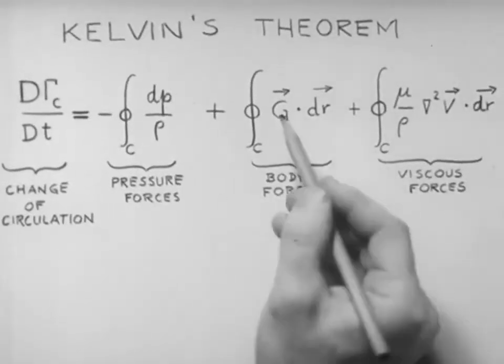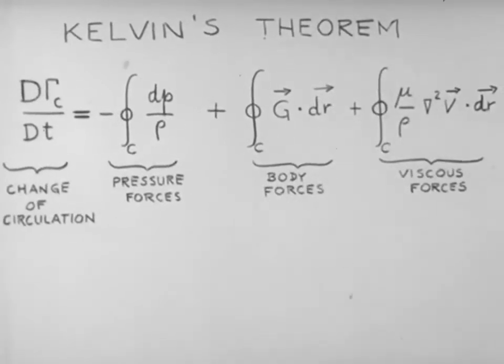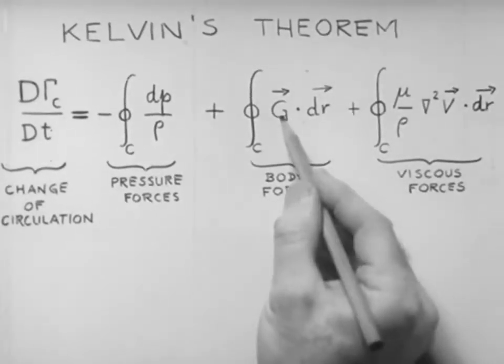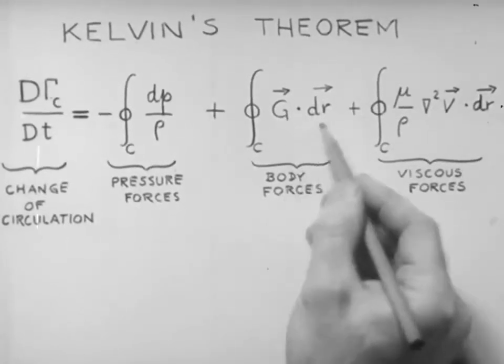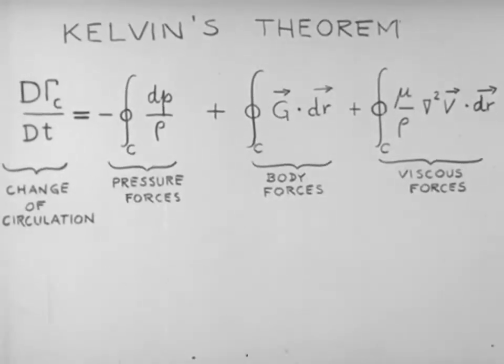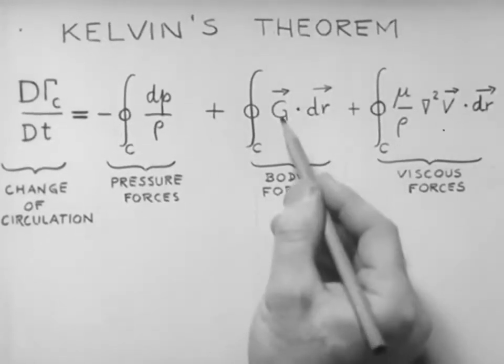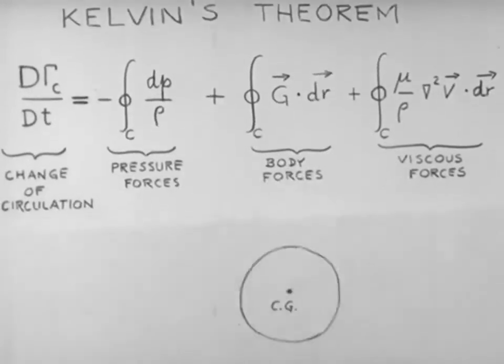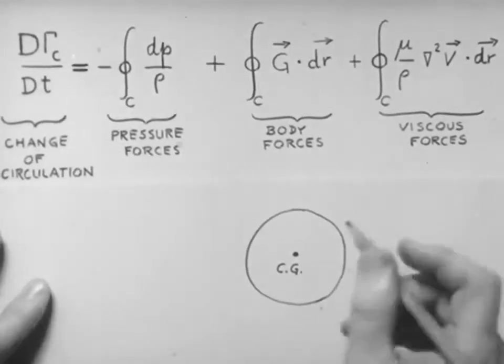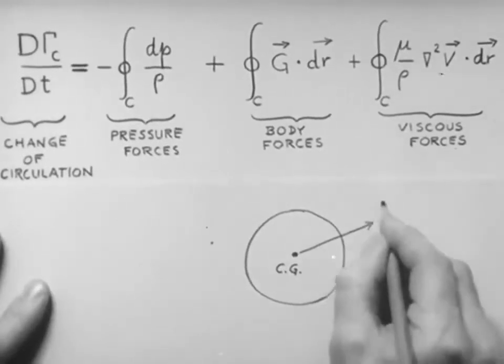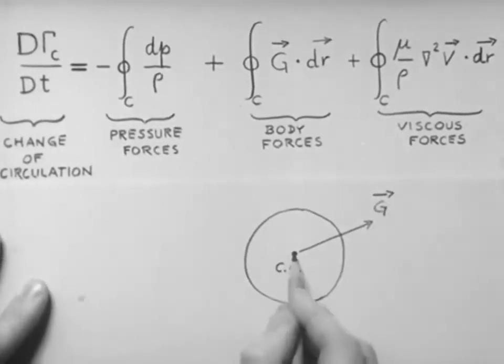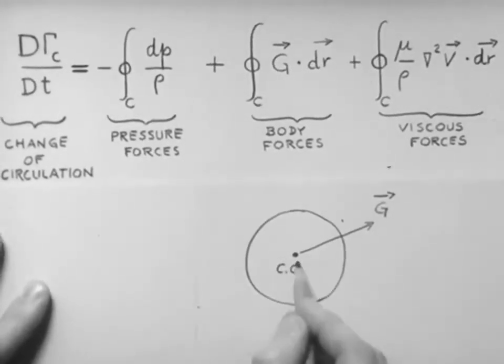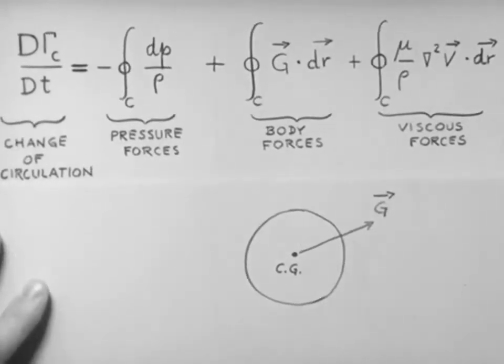Now let's look at the body forces G as a circulation changing factor. If these are irrotational, that is conservative, this term is zero. But for rotational body forces, that is non-conservative forces, this term is generally not zero. Look at this small circular piece of fluid. If the net body force G passes directly through the center of gravity, this force produces no torques to change the circulation or the vorticity. Centrally directed forces like gravity are of this type.